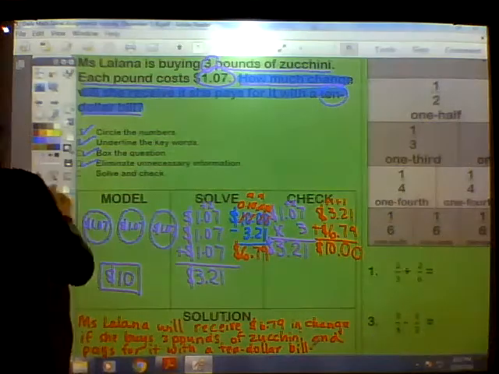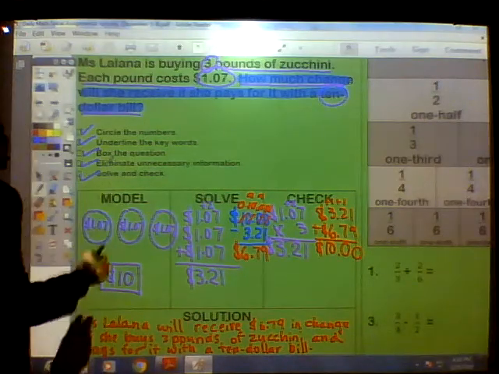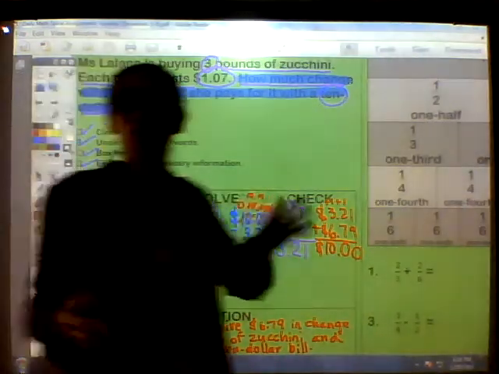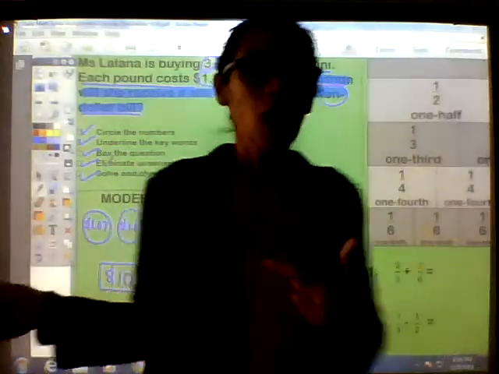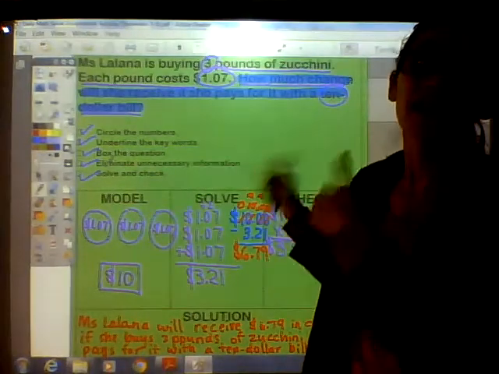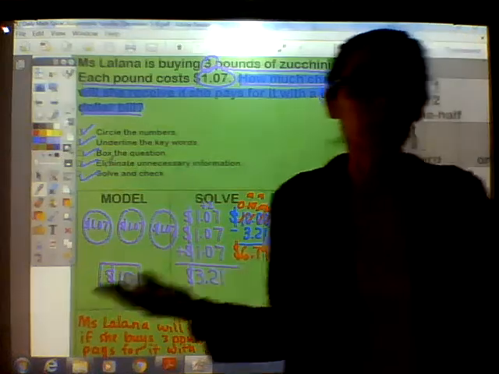Oh, hold on. We need to check off that we did the last part. Make sure you follow your cubes clues. Do that. Check it off. Solve, well, model, solve, check, and write the solution for that. We are done with this one.